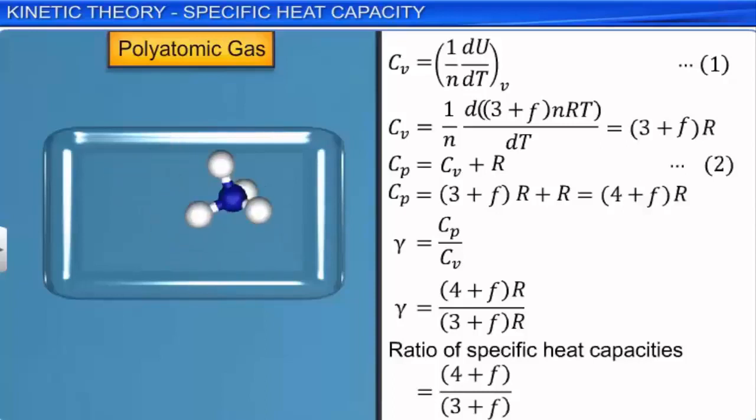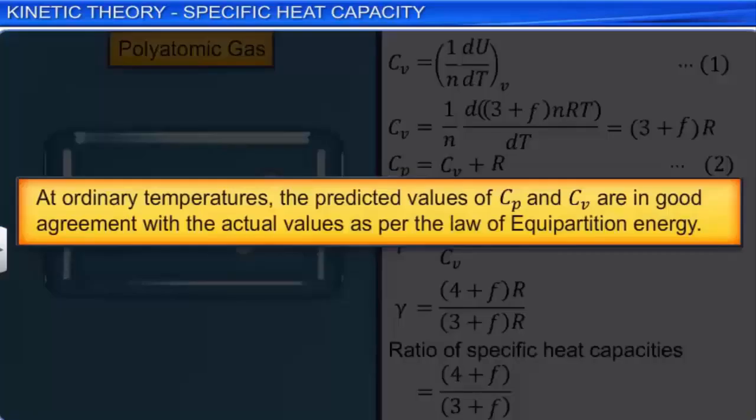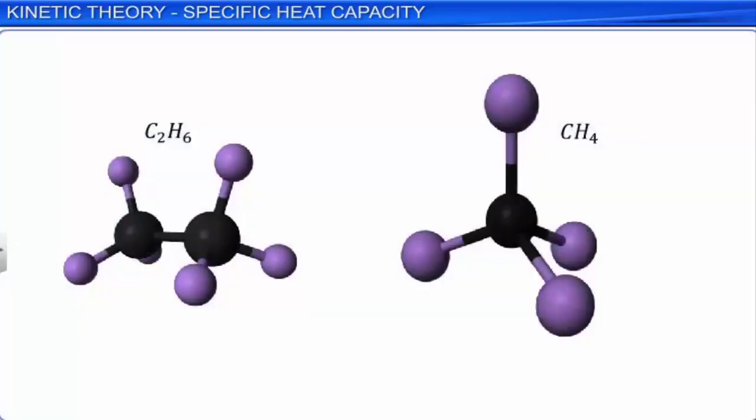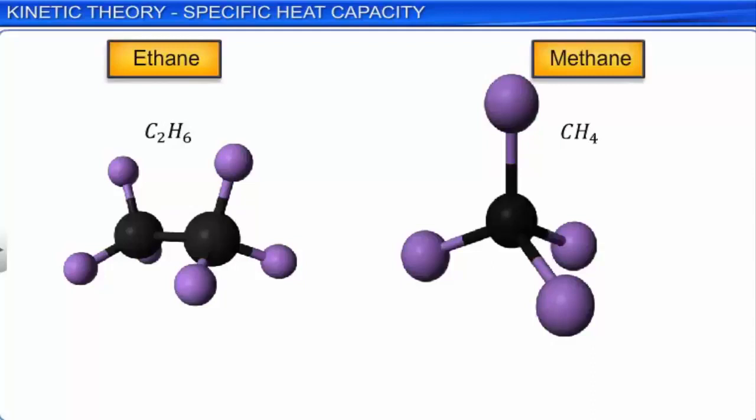At ordinary temperatures, the predicted values of Cp and Cv are in good agreement with the actual values, according to the law of equipartition of energy. But at higher temperatures, there are some polyatomic gases such as ethane and methane, for which the predicted values are not the same as the actual values. In such cases, we should include the degrees of freedom in the vibration mode.